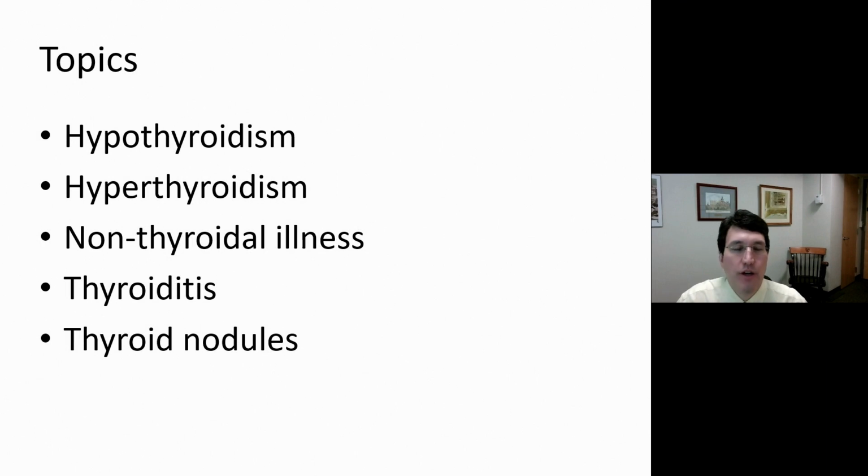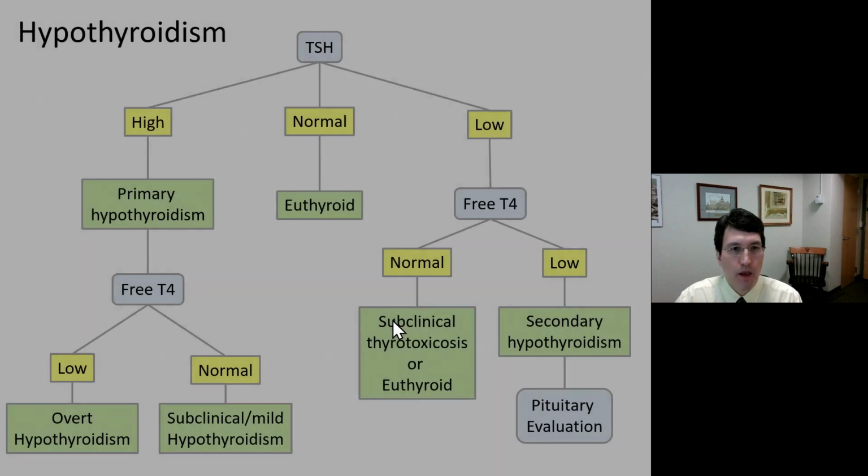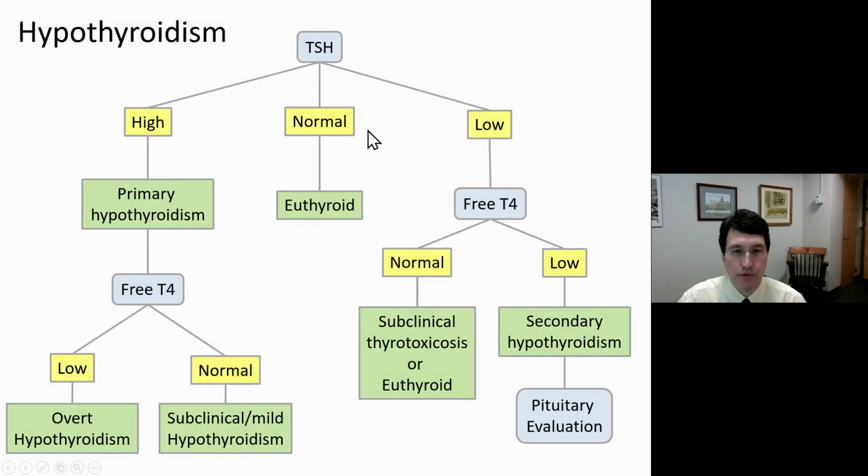And today we're going to cover the essential points of 5 topics in the domain of thyroidology: hypothyroidism, hyperthyroidism, non-thyroid illness, thyroiditis, and thyroid nodules. So to dive right in, this is a fairly busy but comprehensive flow chart that outlines everything we do when we're evaluating patients with suspected hypothyroidism. And you can see it begins with measurement of a TSH level. This is the most sensitive index of thyroid function, and it's what we rely on. And we use this to classify most different forms of thyroid dysfunction.